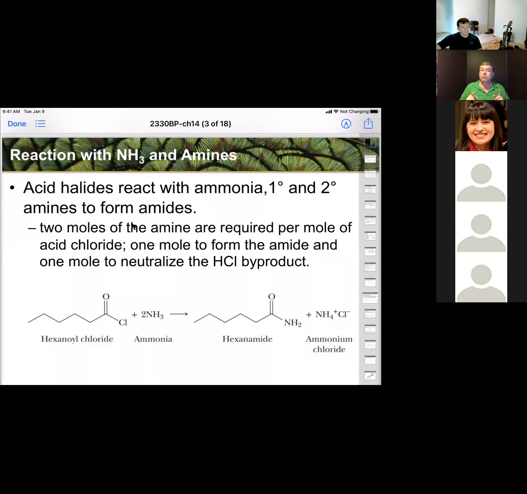Why? Because with the acid halide, you're going to try to have HCl leave. You're going to have an acid leave. Well, the ammonia is not only a good nucleophile, it's also a good base. So the first equivalent is going to be used to make the amide. The second equivalent is going to be used to neutralize the HCl byproduct. Okay, so we have to keep that in mind. All right, does that make sense? Ammonia is a really good nucleophile, but you have to have at least 1 hydrogen because you have to kick out an HCl.